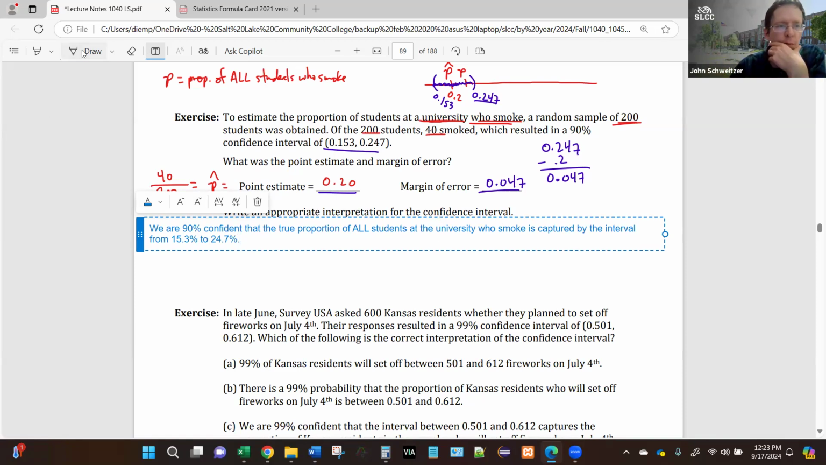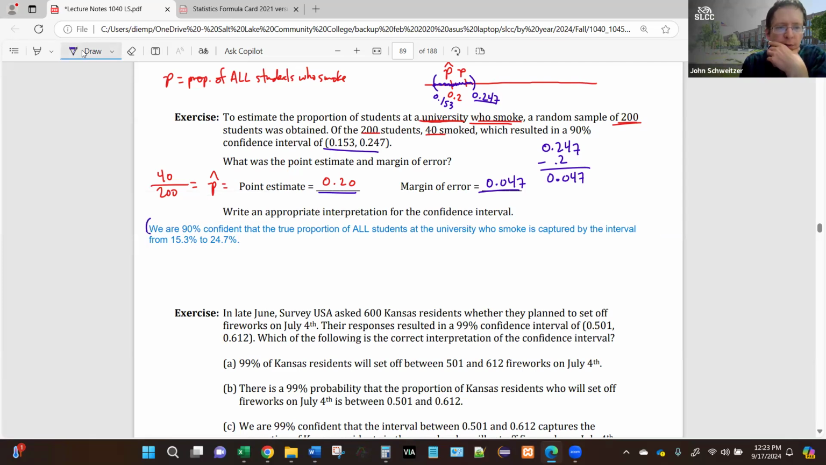Okay, do you see those same three elements there? So we start by saying what the confidence level is. Then we talk about what the confidence interval is, I did this in a slightly different order than the last one, but it's perfectly fine. And then we talk about what the parameter is that we're trying to capture. So those are the three things you need: state the confidence level, tell them what the interval is, and tell them what parameter you're trying to capture.